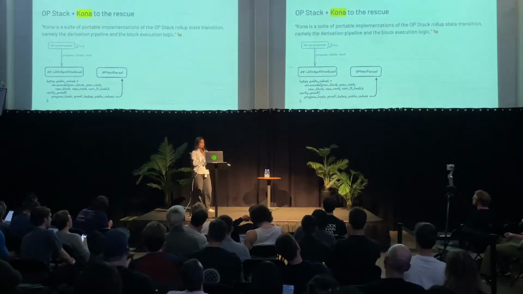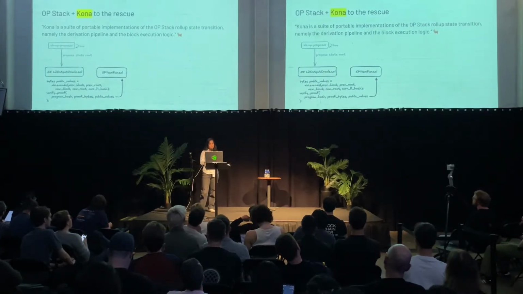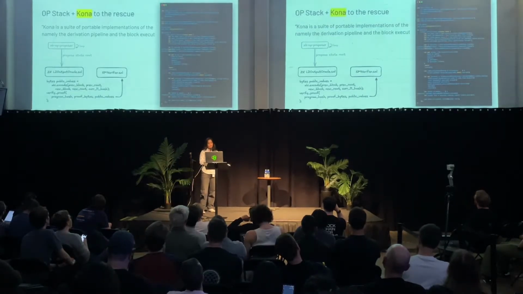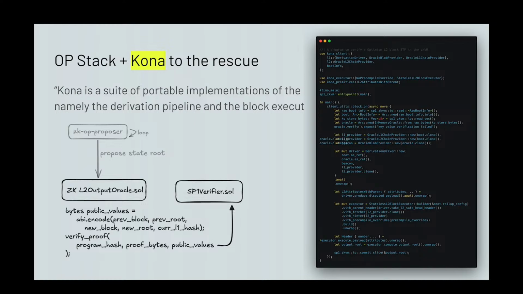Thankfully, Kona, which is the previous talk that Clabby gave, came to the rescue. So Kona is this portable modular implementation that's Rust-centric of the OP derivation program. And we were able to just implement Kona directly in SP1. It's just normal Rust code.